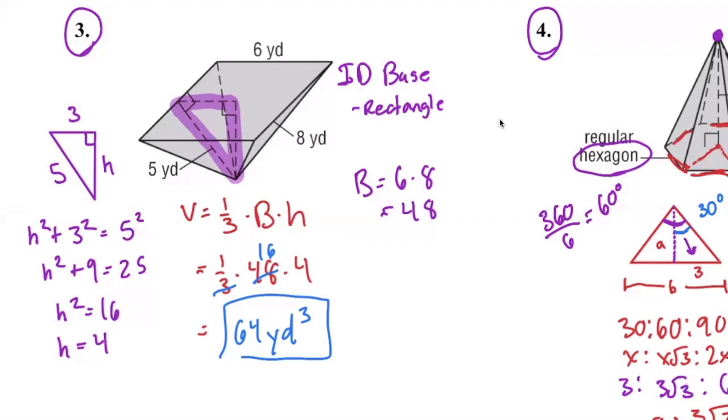Yeah, just write down the formula, right? Volume equals 1/3 base area times height. Identify the base. Okay, I always want to do that first.